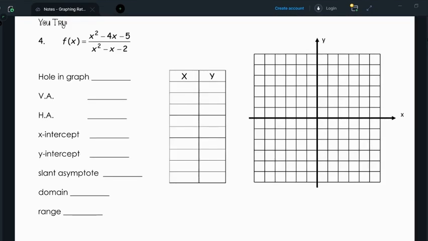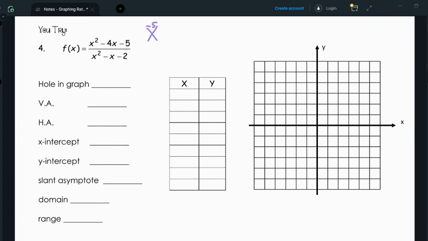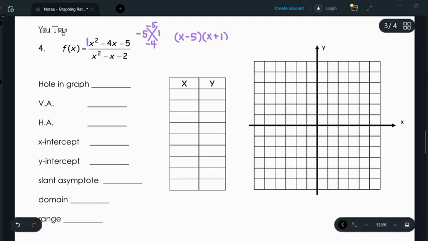In today's lesson, we're going to try the "you try" examples in our notes on graphing rational functions. We're starting with example number 4 in those notes, where we're going to see if we can factor. Looking at the numerator here, I have a -5 up top that I want to multiply to, and I want to find factors that add to -4. So my two factors are -5 and 1. Because my a value in front of my x squared is 1, I can factor using the shortcut method, writing those factors next to x in my parentheses.